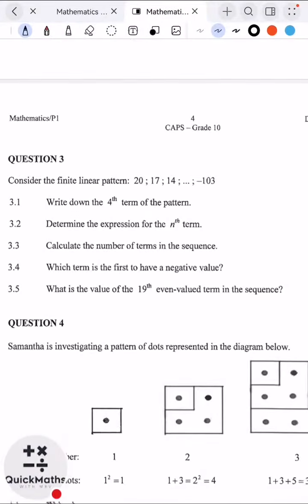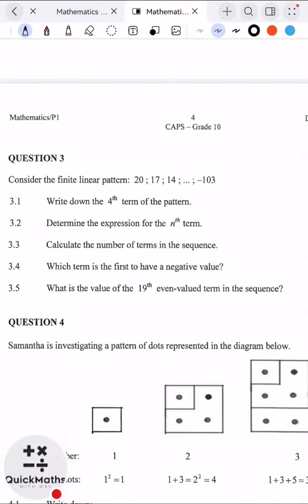All right, the next question is number pattern. Okay, so this is the first thing that we're going to do there. We want the fourth term. Let's check what kind of pattern this is. Okay, they tell us it's a linear pattern. Well, if it is a linear pattern, that means there's a constant difference. So if I say these two terms, 17 minus 20, I'm going to get a -3. If I say these two terms, 14 minus 17, I get a -3.